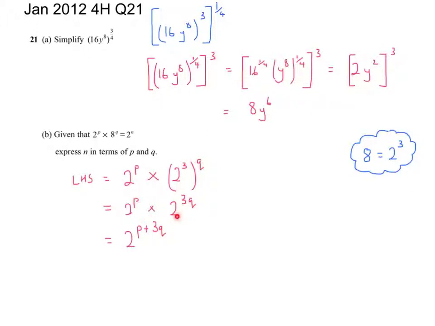So I've got the same base with different powers, and because I'm multiplying them, I add those powers. So that's 2^(p+3q). Of course, all of that equals 2^n, because that's what we were given in the question. So you can quite clearly see 2^(p+3q) equals 2^n, so clearly n is p + 3q, and that's your final answer.